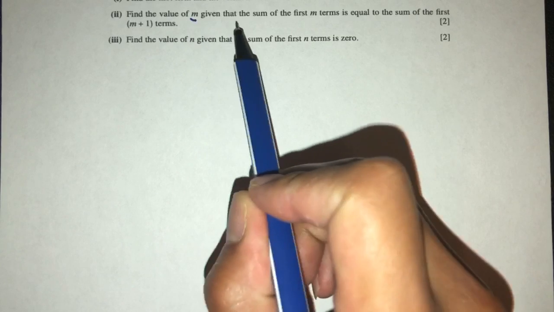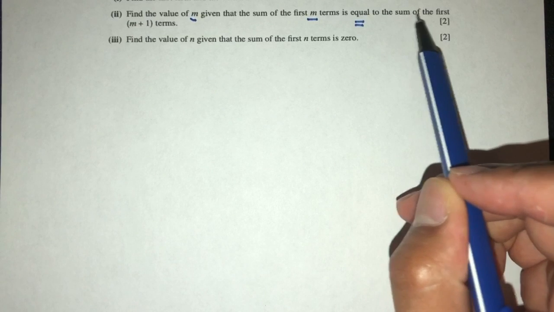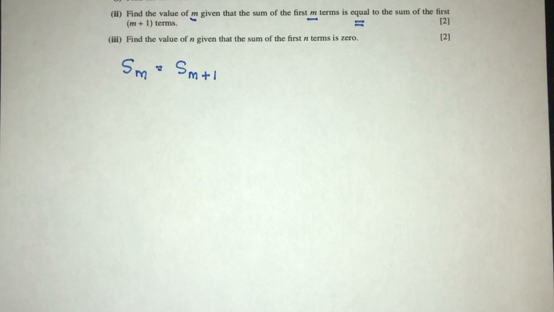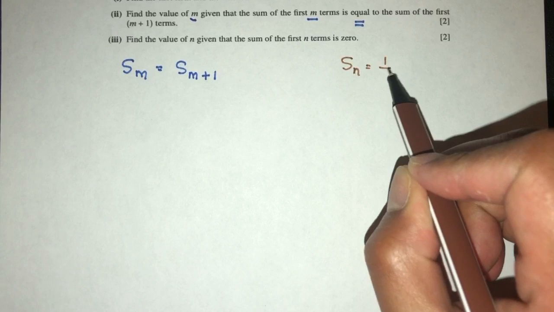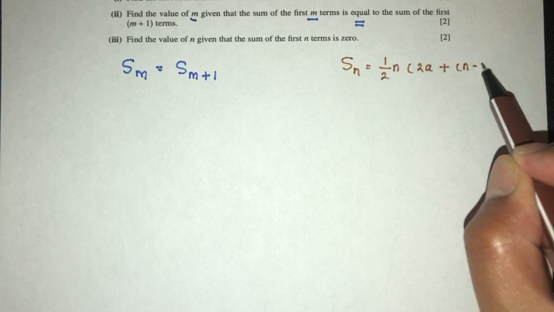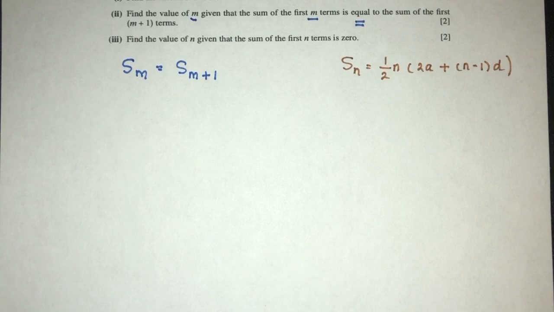So now for part 2 of the question, we have to find the value of m, given that the sum of the first m terms is equal to the sum of the first m plus 1 terms. So pretty easy. For part B, we're given that this is an AP, so we just have to know the sum of the first m terms is equal to the sum of the first m plus 1 terms. Okay, so let's see what can we do. Now we do understand that the sum of the first n terms is given by half times n times 2a plus n minus 1 times d. So we just have to use this formula here and then form this equation. So let's see, what do we have.